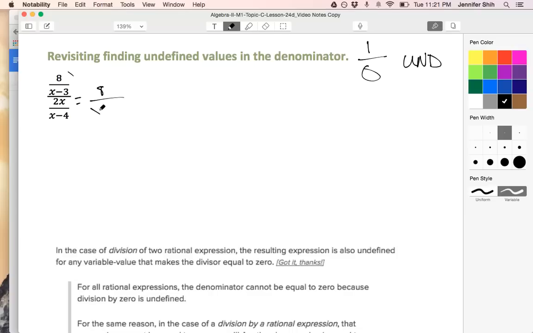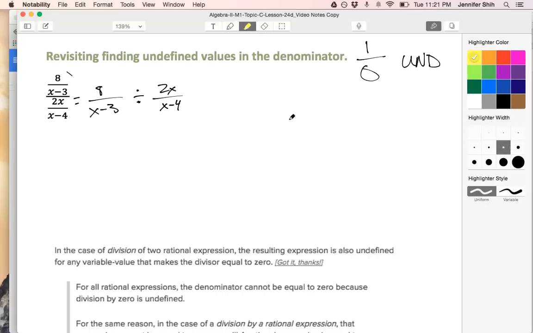So immediately I'm going to rewrite it as the dividend, the divide sign, and then the divisor, 2x over x minus 4. Now, here's what we have to consider. We cannot have a 0 in this denominator. We cannot have a 0 in this denominator. We also cannot have a 0 in this denominator.